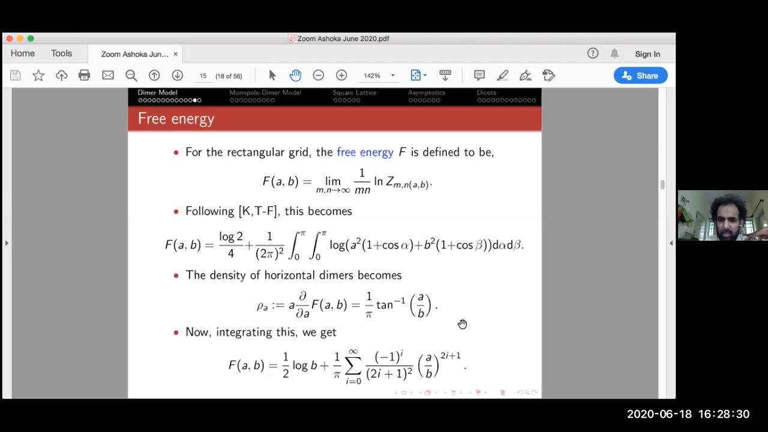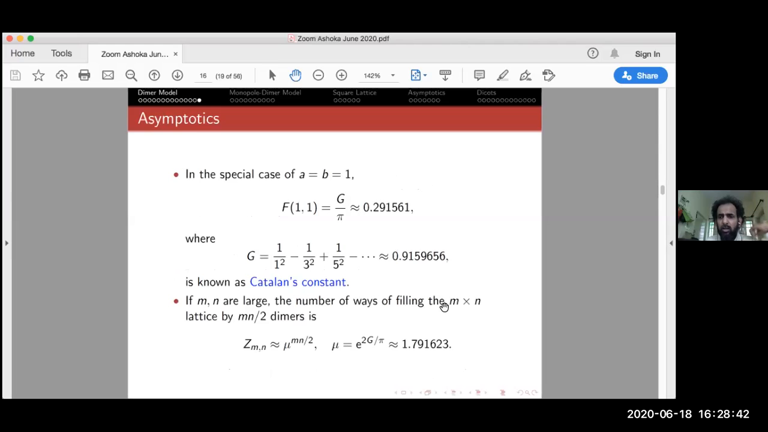So this is not so tractable as far as I know. But if you take A and B equal to 1, then this is just the alternating sum of the odd reciprocals of the odd integer squares. And the free energy becomes G by pi, where G is the famous Kasteleyn's constant, which is 1 by 1 squared minus 1 by 3 squared, etc. So it's this alternating sum that I said. And so it's also a fundamental constant. It comes up in asymptotics very often.